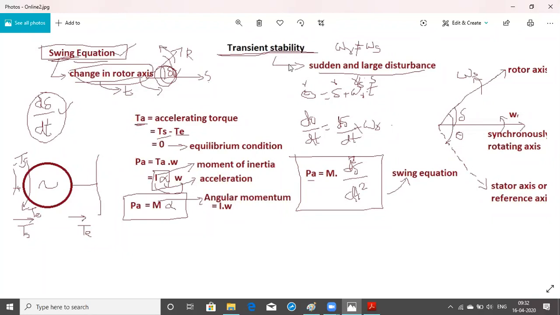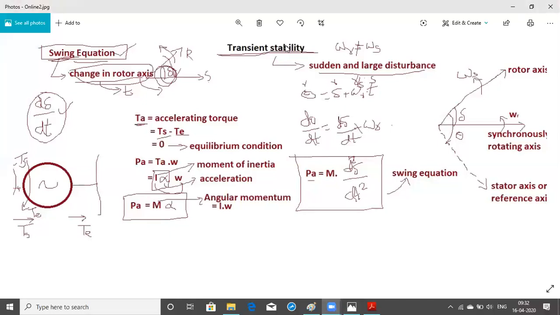Transient stability is the ability of the synchronous machine to come back to its stable state even after a sudden and large disturbance. I will revise the concept we discussed in yesterday's class.